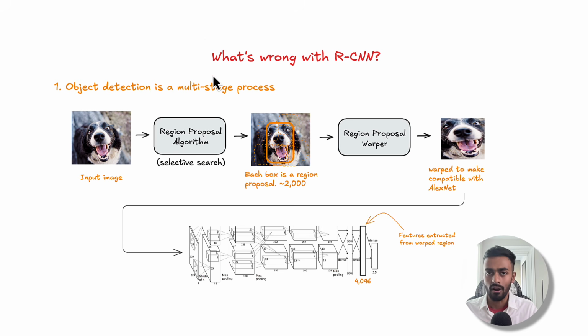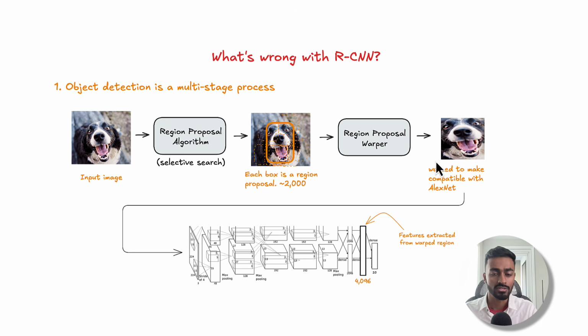So what's now wrong with the original RCNN approach to object detection? Well, there's 3 main things here. The first is that object detection is a multi-stage process. So basically, we take an image, like we mentioned before, we will generate region proposals, some 2,000 bounding boxes where an object may be present. Then we will warp these regions so that it's compatible with AlexNet, pass it through a convolution neural network, which is AlexNet over here. Then we are going to get this 4,096 dimensional vector over here that corresponds to the features of this warped region.